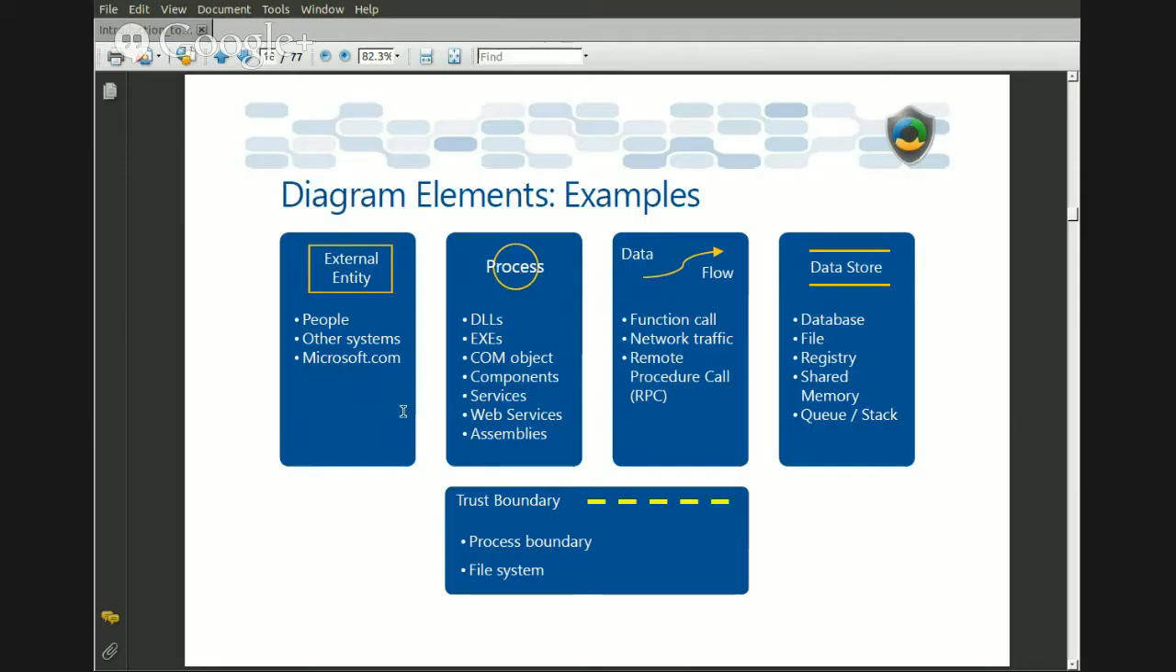So here, just showing some various examples of diagramming elements. External entity: this is people, other systems, processes. These are the different services right here. Data flow: network traffic, procedural calls. Data stores: how data is being stored, memory, a database, a file, or thrown in a queue or stack. And then of course you have a trust boundary. This is basically the boundary either for the file, the process, and you also have the trust boundary for the system.